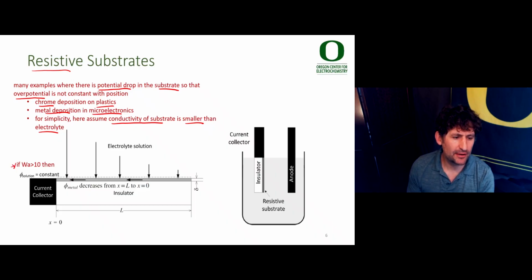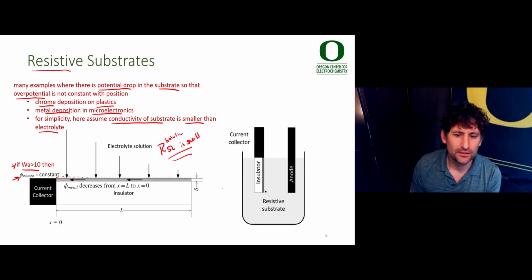For example, if you have a Wagner number greater than 10, then the electric potential of the solution is essentially a constant everywhere at the electrolyte electrode boundary layer. This is because our ohmic drop for the solution is small. So you have a uniform electric potential at this electrolyte electrode boundary.